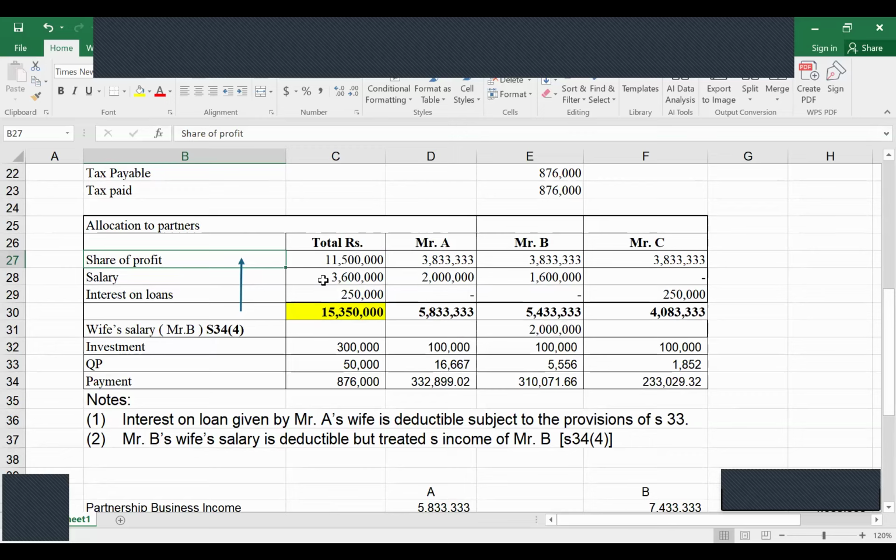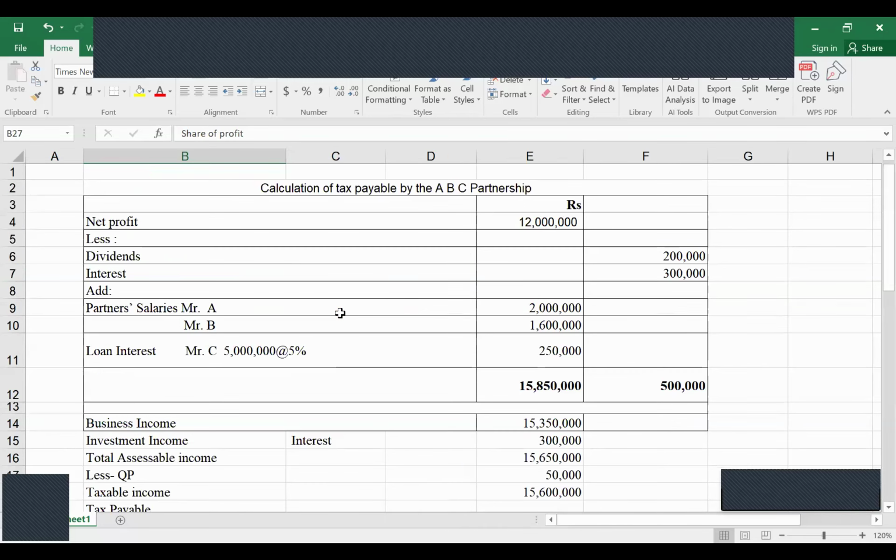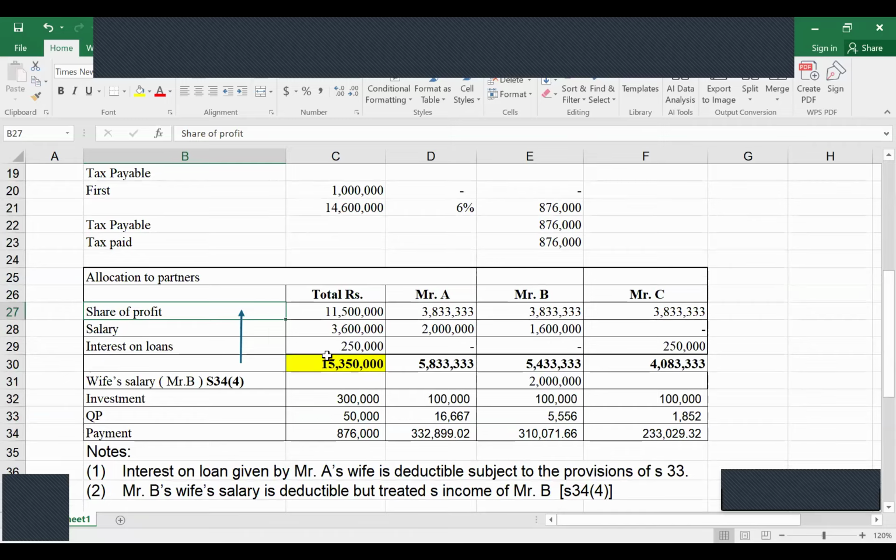So then we can calculate share of profit. How? By deducting 3.6 and 250, because 15,350,000 was calculated by adding these three lines. That is why we deduct that part to be calculated share of profit.